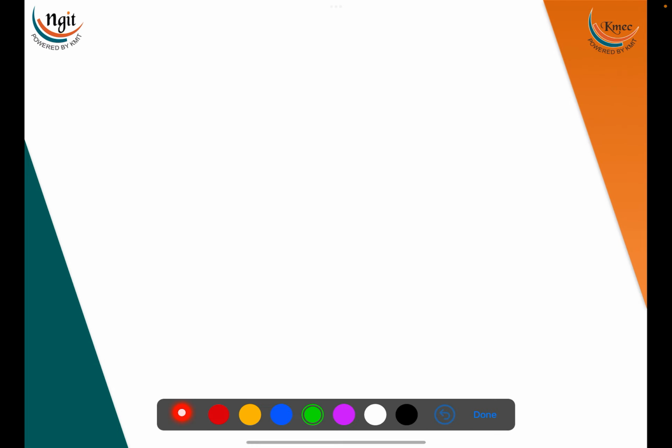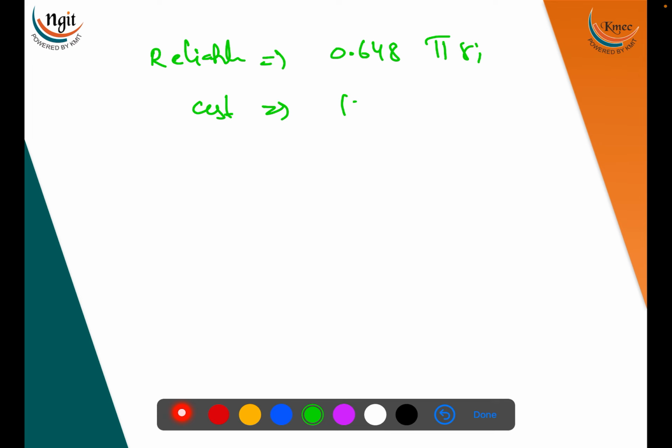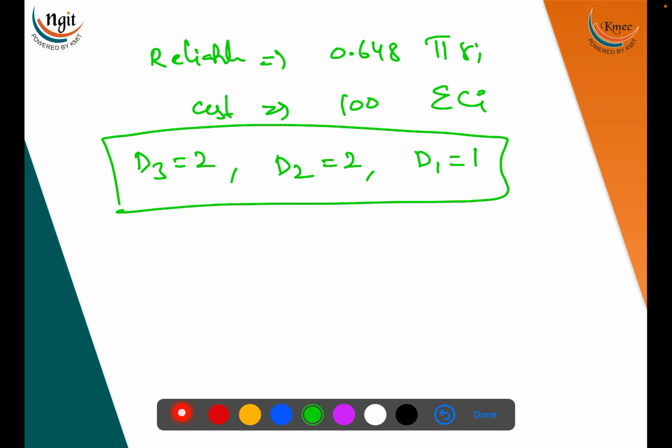Now what are they? Reliability is 0.648, the product of Ri, and the cost is 100, which is the sum of Ci. Finally, D3 is required 2 copies, D2 is required 2 copies, D1 is required single copy, and this is the solution for this problem. Okay, thank you all.